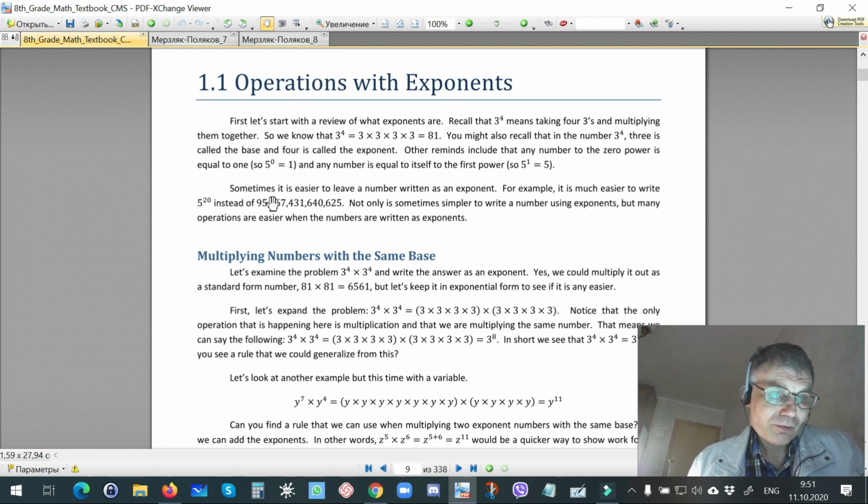So this example is good. 5 to the power of 20 actually means this huge number, which I can't even read. It's something like a googol. Anyway, it's much easier to write 5 to the power of 20 than this number. And what is more important, it's much easier to handle it.